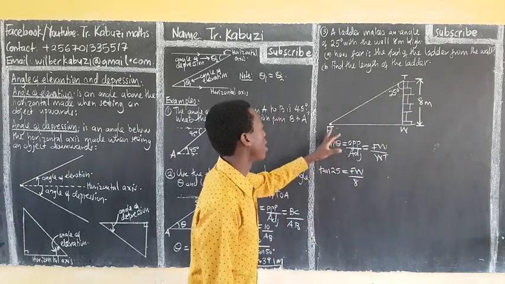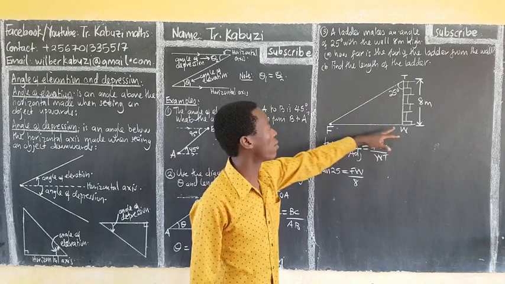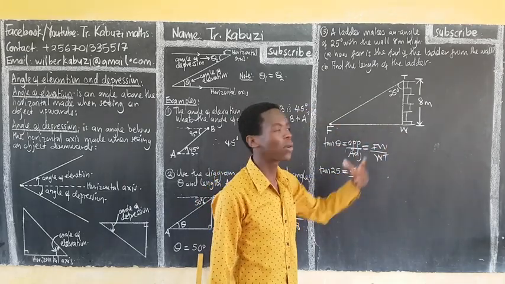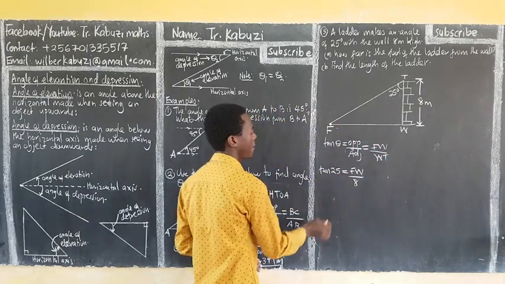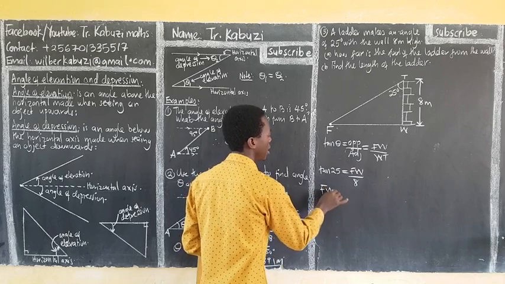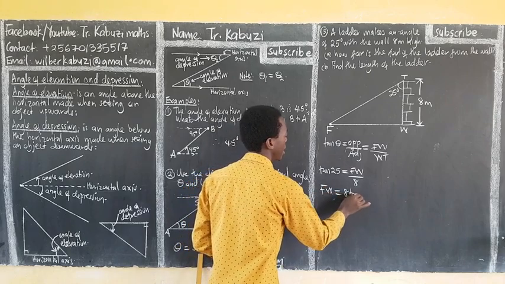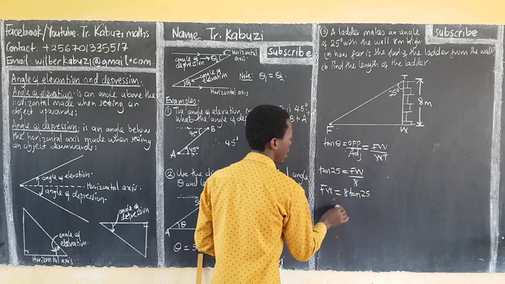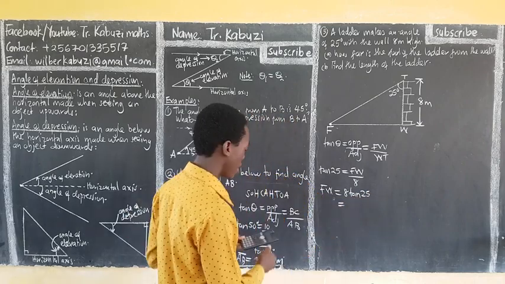Now here we want to get the length, the foot from the wall. That's why I'm interested in this, because it's the length. So my FW is going to be 8 and tan 25, and this will be pressed on the calculator.